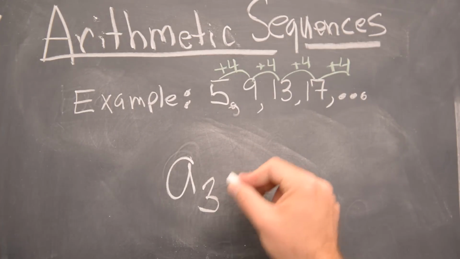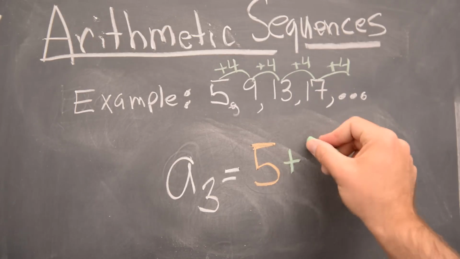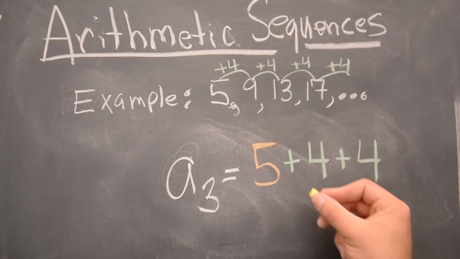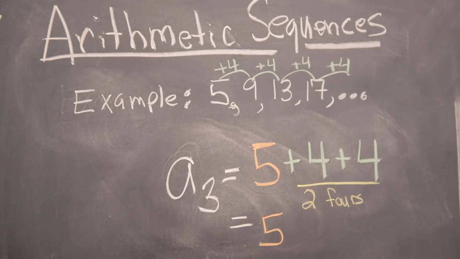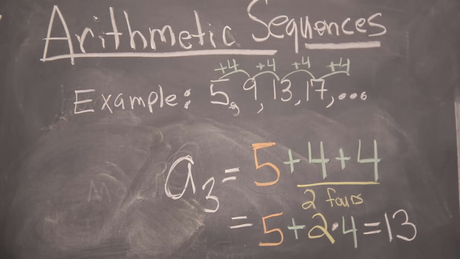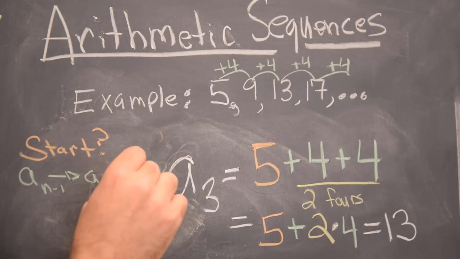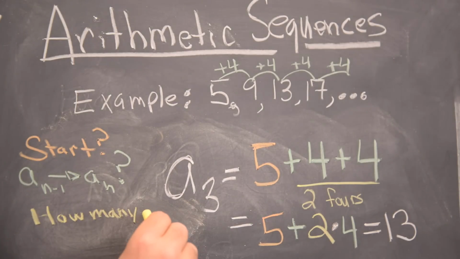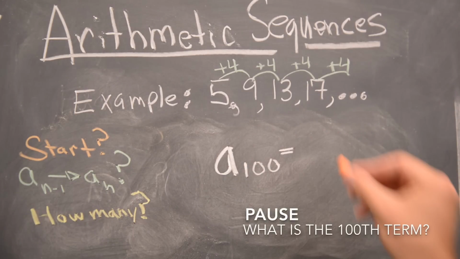To calculate what the third term is, we start at the first term, which is 5, and we add 4 until we get to the third term, which means we add 4 2 times. So the third term is 5 plus 2 times 4, which is 13. The main questions we asked ourselves here were, where do we start, how do we move from one term to the next, and how many moves do we have to make? Try and find the 100th term by answering the same questions.